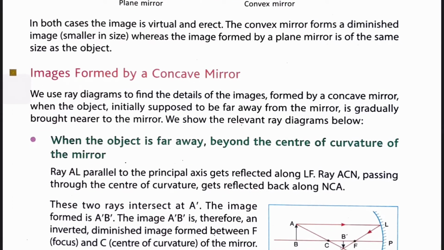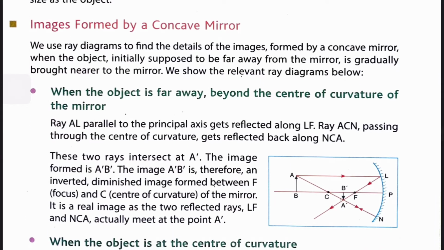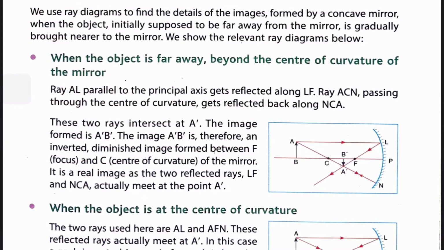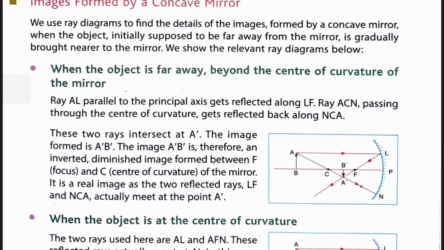Image formed by a concave mirror. We use ray diagrams to find the details of the image formed by a concave mirror when the object, initially supposed to be far away from the mirror, is gradually brought nearer to the mirror. We show the relevant ray diagrams below. You can see in these pictures.